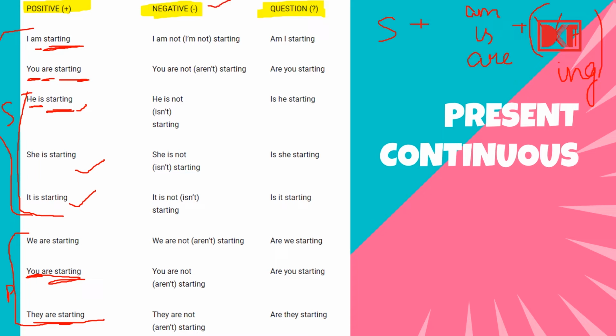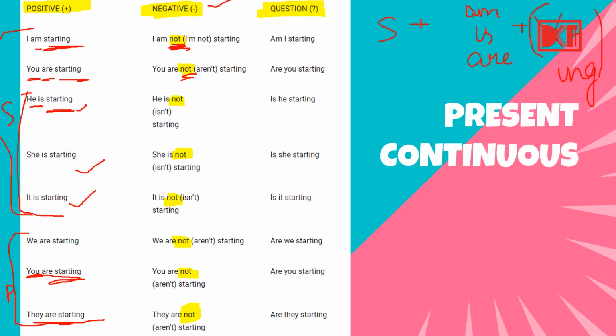For the negative, now here we insert a not. I am not starting. And all we have to do is insert a not. He is not starting. She is not starting. It is not starting. We are not starting. You are not starting. They are not starting. Alright.